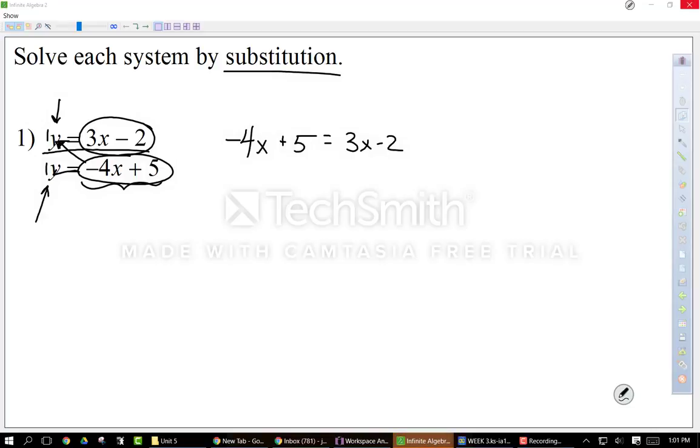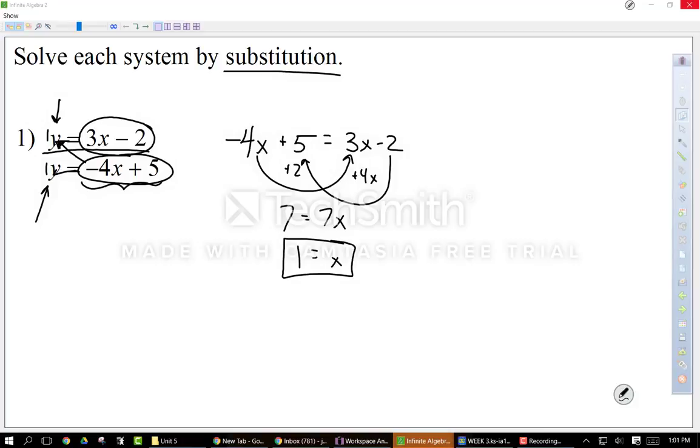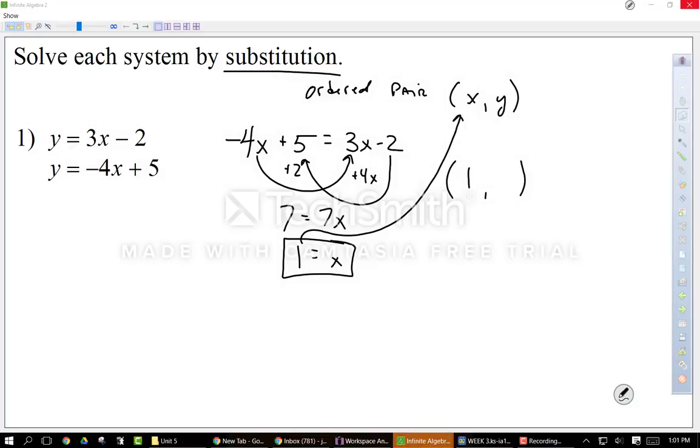Now I'm going to solve this equation by adding 4x and adding 2. So I get 7 is equal to 7x, x equals 1. So this is my x value in the ordered pair. Remember, an ordered pair is x comma y. So if I know that's my x, that means my answer is 1 comma something. I don't know what that something is yet. But if I know the value of x is 1, I can substitute that back into either of those equations. I can use the top or the bottom. It doesn't matter. I'm going to use the top.